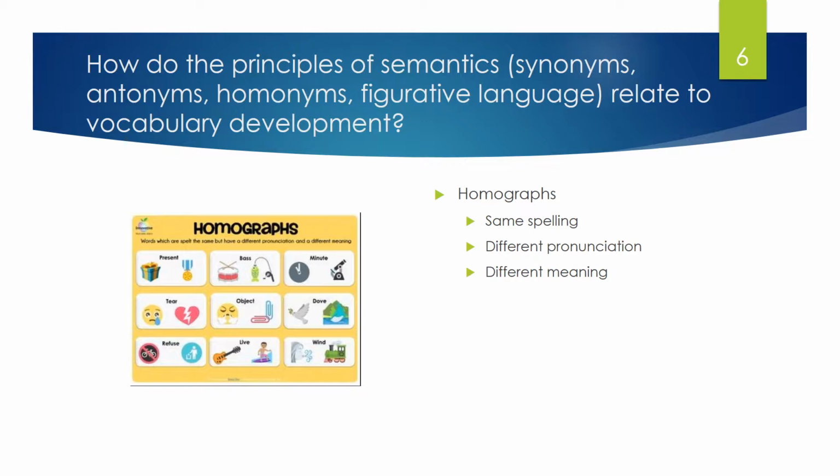So let's talk for a minute about homonyms: homographs, homophones, and homographic homophones. We're going to start with homographs. These are words that are spelled the same, but they're pronounced differently and they have different meanings. I've given you a picture of a few, like present and present, bass and bass, minute and minute. Those are examples, and they can be very confusing to students.